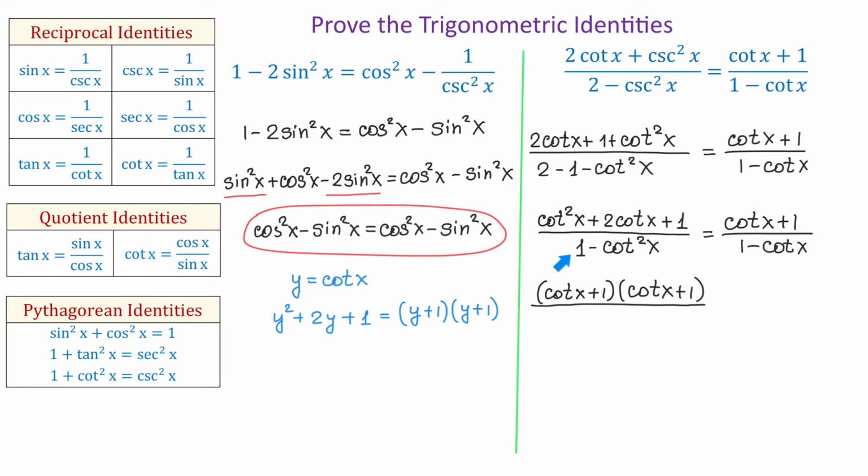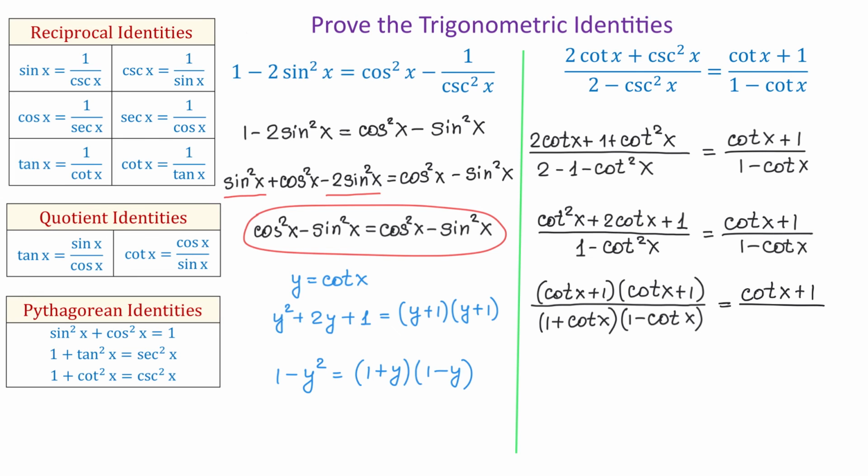And now if in the denominator we replace cotangent of x with y, then we will have the binomial 1 minus y squared. This binomial will be factored as 1 plus y times 1 minus y. And now if y equals cotangent of x, then the denominator will be 1 plus cotangent of x times 1 minus cotangent of x. And I will bring down the right side. Cotangent of x plus 1 over 1 minus cotangent of x.